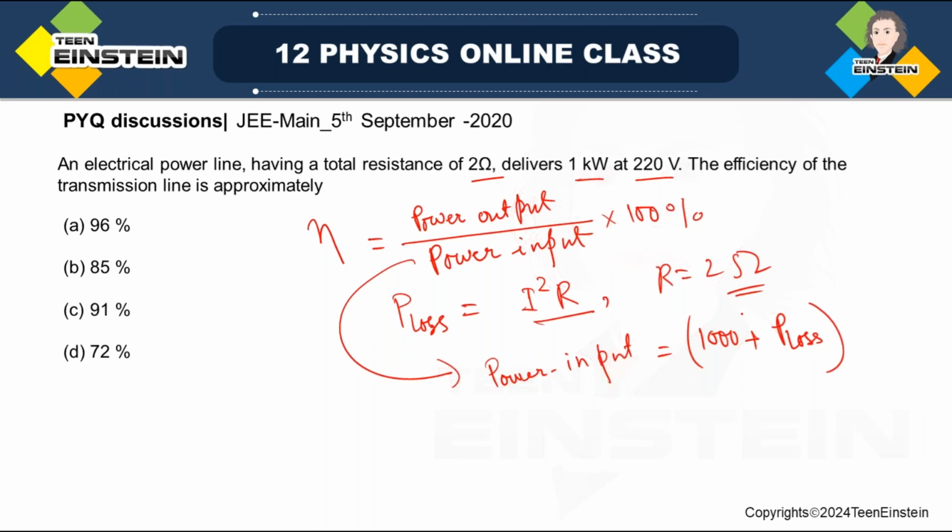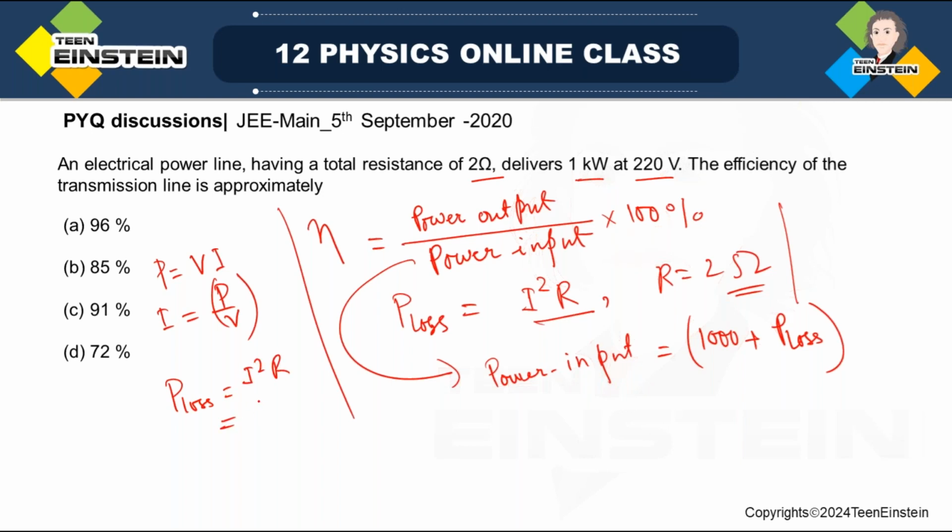Okay. So for that, if we want to find out what the power loss due to this resistive loss or resistive heating is, I have to find out what the current in the circuit is. So how to get the current in the circuit? We know P is equal to VI. V is given, 220. So I will be P by V. Now what is the power loss? Power loss will be I square R. I square is P square by V square, into R. R is 2, so I'll write directly 2. 2 P square by V square.